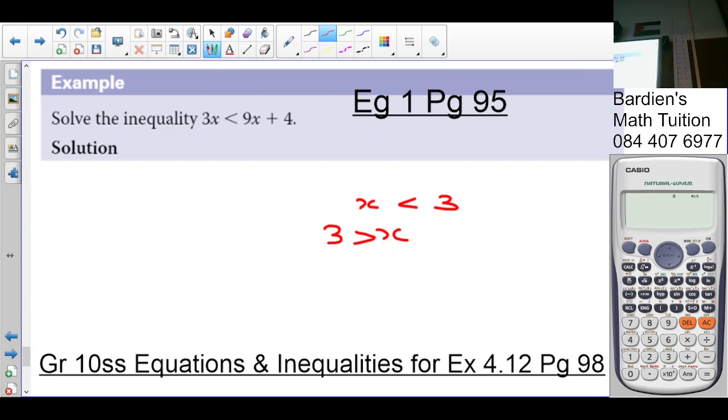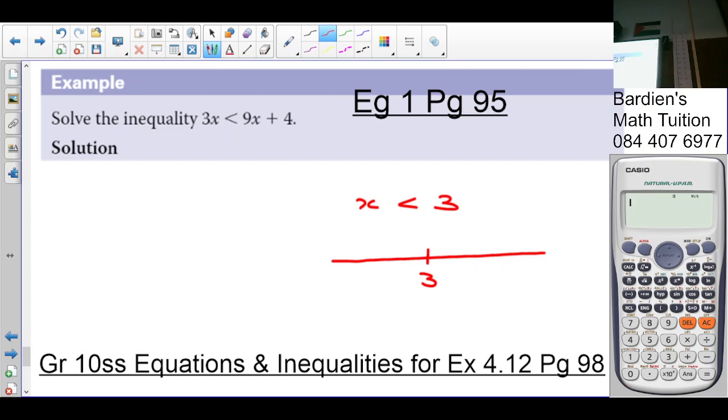Now an inequality, we always read it from the variable. So I'm not going to say 3 is greater than x, although there's nothing wrong with it. I'm always going to read from the variable, from the x. So we say x is less than 3. So that's basically the same. Not so? So if I must put this on a number line, and I put 3 on the number line.